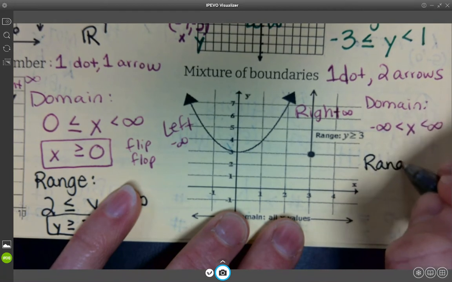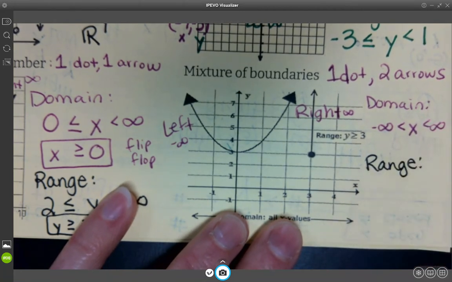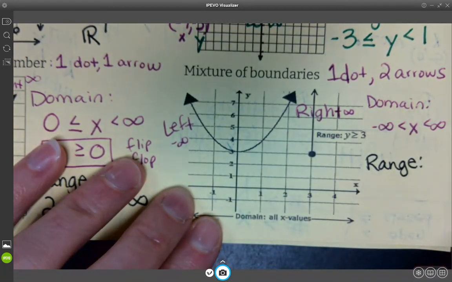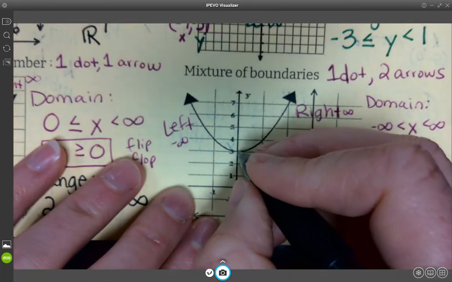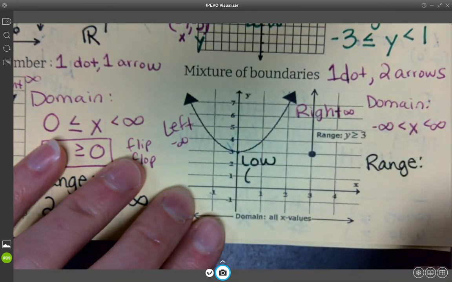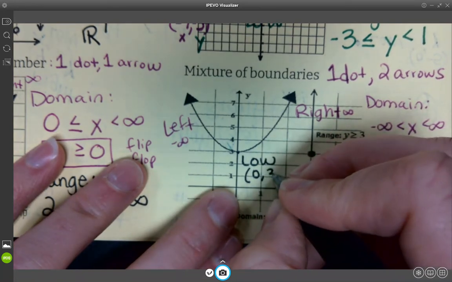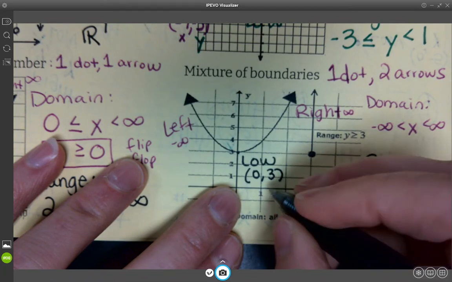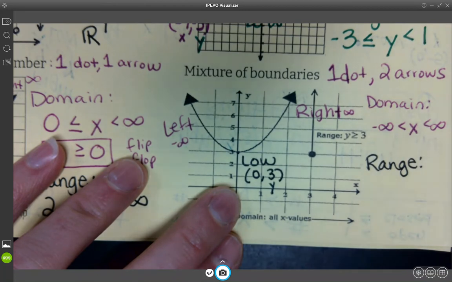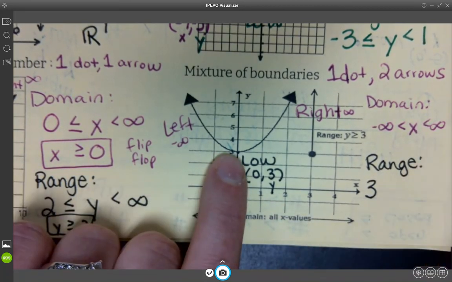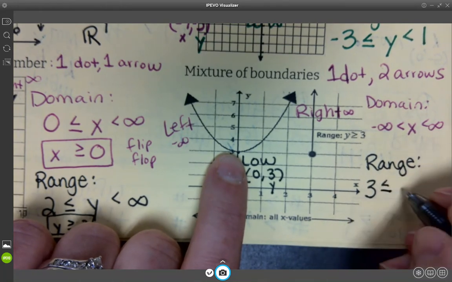Yep, range. So we need to label low, high. Where's the lowest point? 3. Yeah, it's right here. No, it's not 3, 0. 0, 3. What value do we use for our range? The y. So it's 3. Yeah, 3. Does it touch the 3? Yeah, so it's going to be less than or equal to y.